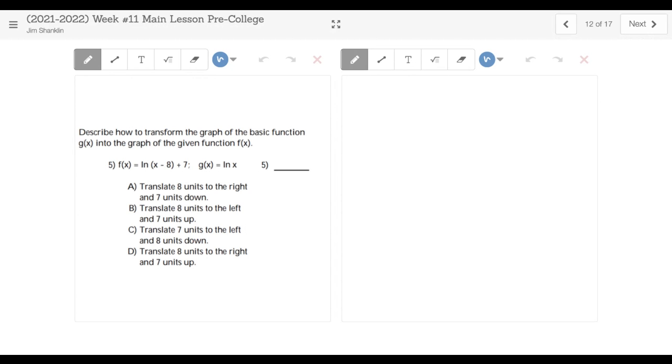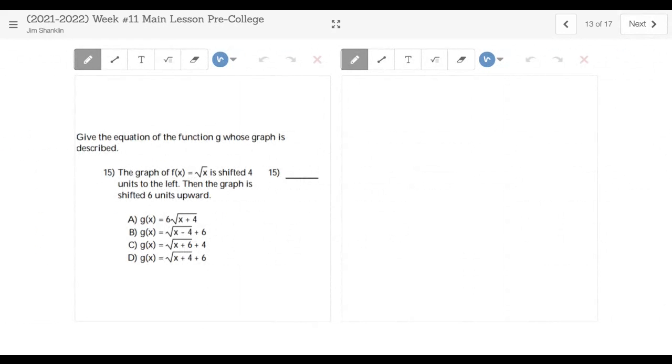Letter D translates 8 units to the right, 7 units up. I would agree with that 100%. Very nice. As I said, there's not a lot of work to do on this week's practice. All right, let's see here.